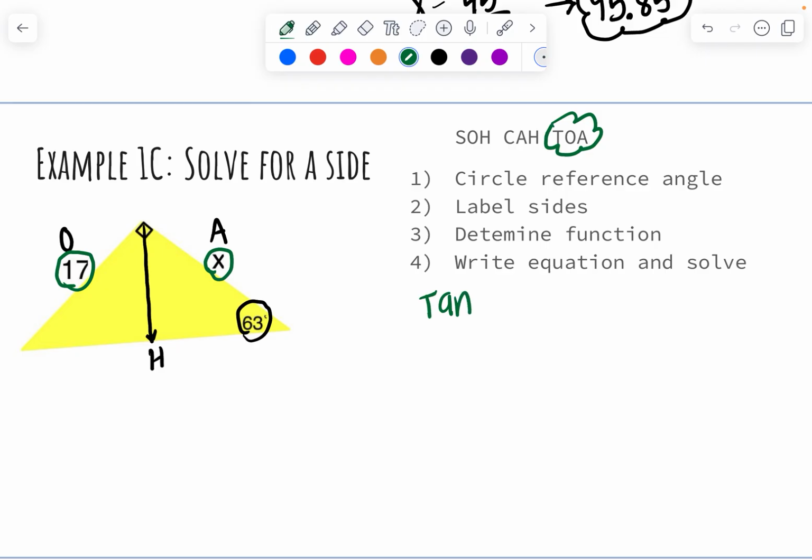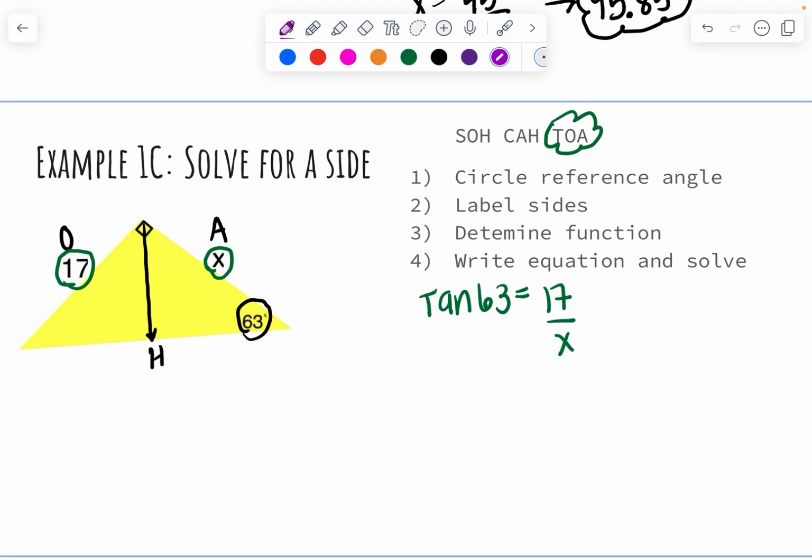So I know tangent of 63 is opposite, which is 17, divided by adjacent, which is X. Again, when X is on the bottom, like the previous example, it's a few more steps to get X by itself. So we're going to start by multiplying both sides by X. And then I get X times the tangent of 63 equals 17. And then to get X by itself here, we'll divide by tangent of 63.